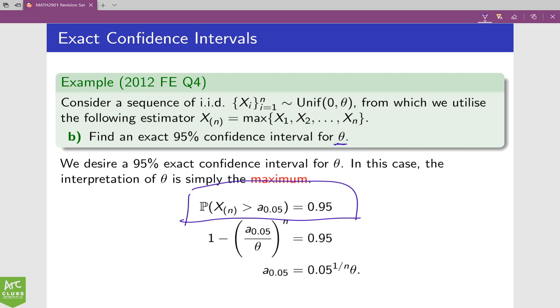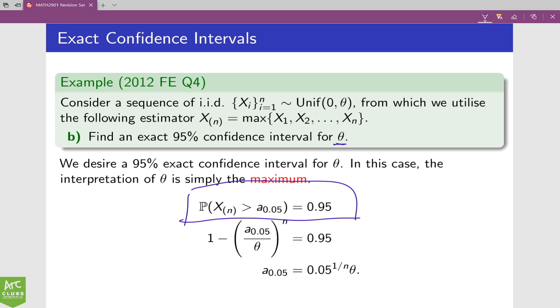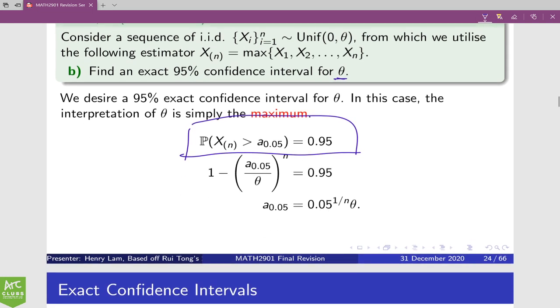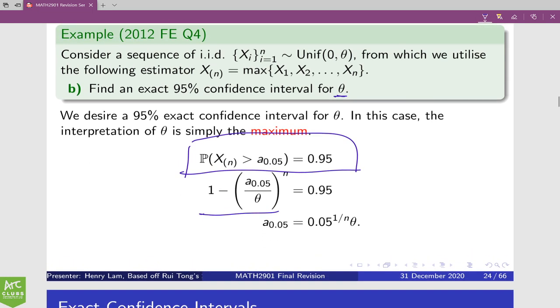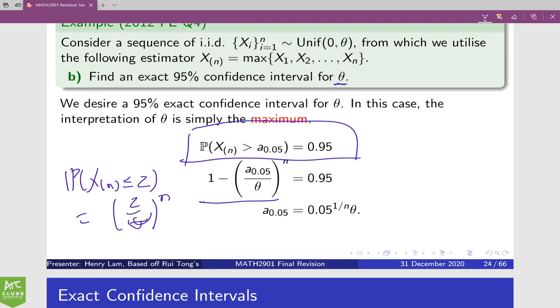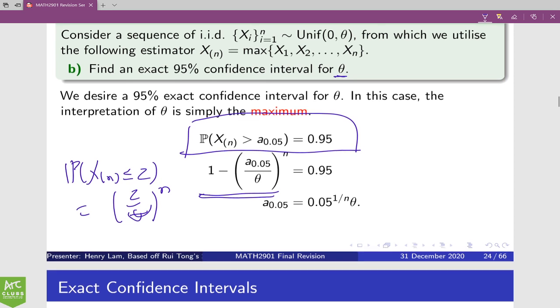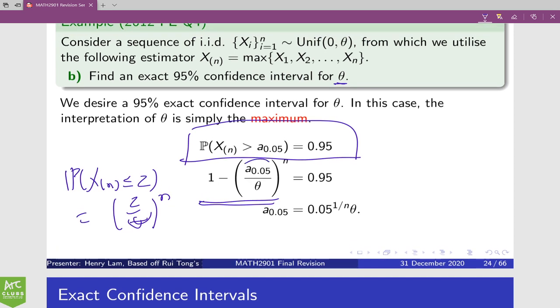Right. So if you do this, and here we just use the CDF from before, the probability that X_n is smaller than or equal to z equals (z over theta) to the power of n. This is from the first question. So greater than is just 1 minus that. Here I'd use 0.05 instead, and I rearrange to make 0.05 the answer. All right, so I can find what it is.